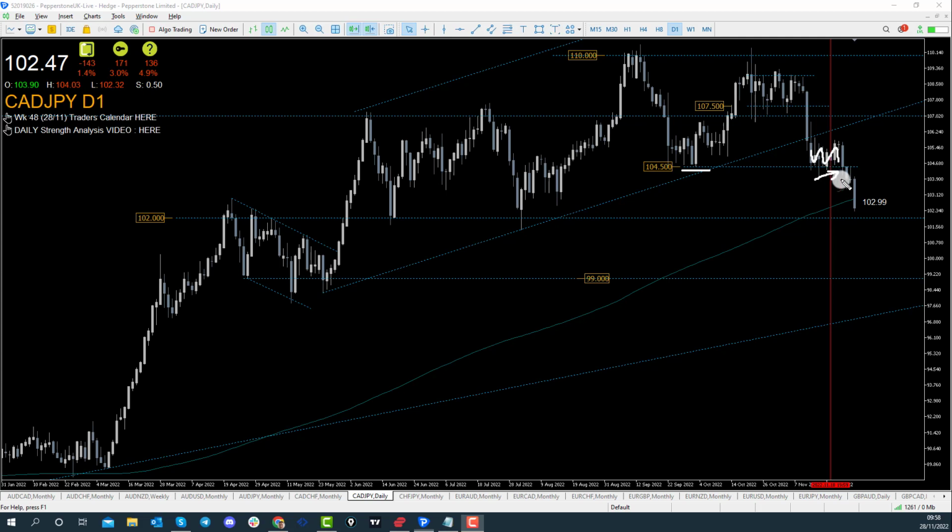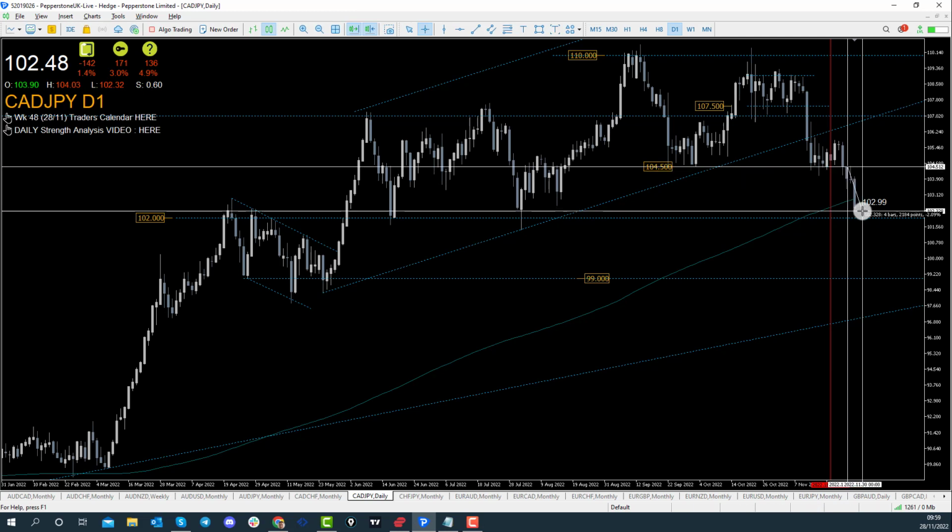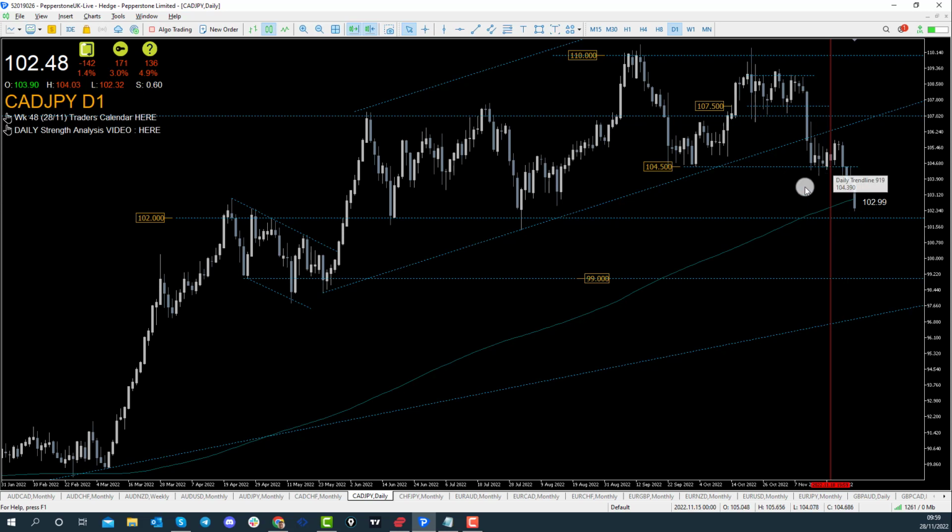It did that, it broke through to the downside, and now price is on its way down to the 102 handle here. So you can see after that breakout move just through there, price has traded 218 pips to the downside. So if you kept CAD yen on your watch list, that would have been a really nice move to jump on after that breakout. So we can see that price is continuing to the downside.